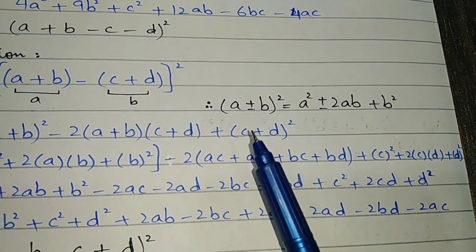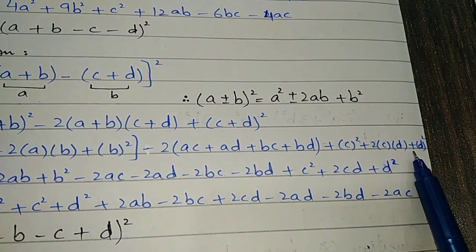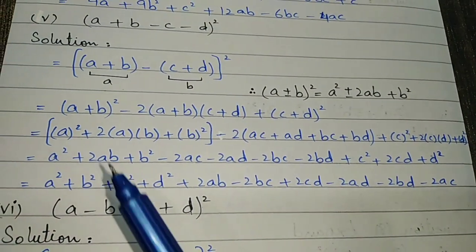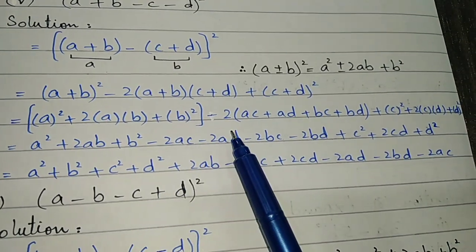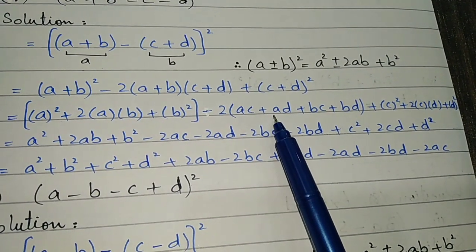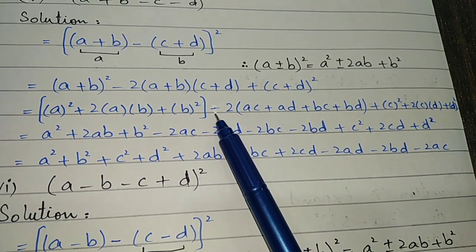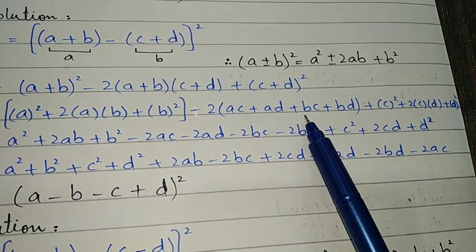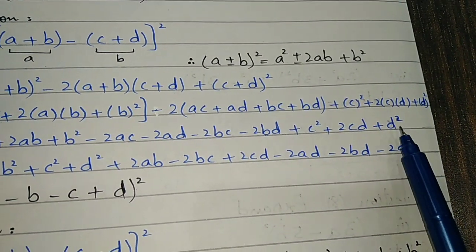Now we have to open the square of this term, that is (c + d)², so that is c² + 2cd + d². Now that will become a² + 2ab + b² − 2ac − 2ad. The sign of this bracket will be changed due to this negative sign. So that is −2bc, −2bd + c² + 2cd + d².